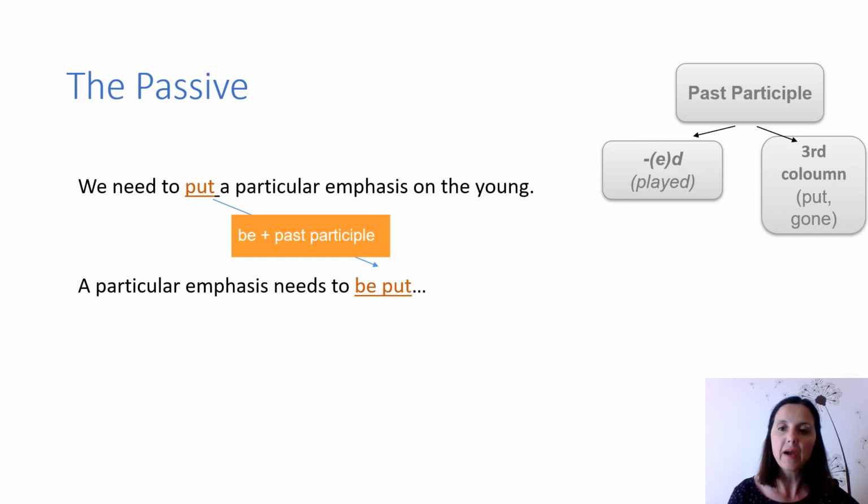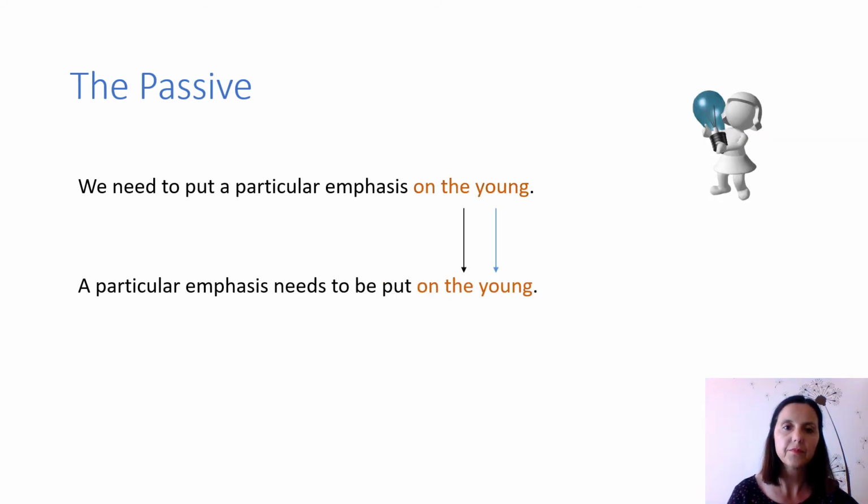Here is a gentle reminder on the form of the past participle. If we talk about regular verbs, you just simply add d or ed, for example, played. If we talk about irregular verbs, you will have to remind yourself about the third column in the list of irregular verbs. In this case, it's put. Finally, you simply copy the rest of the sentence, but be careful as sometimes changes will need to be made.